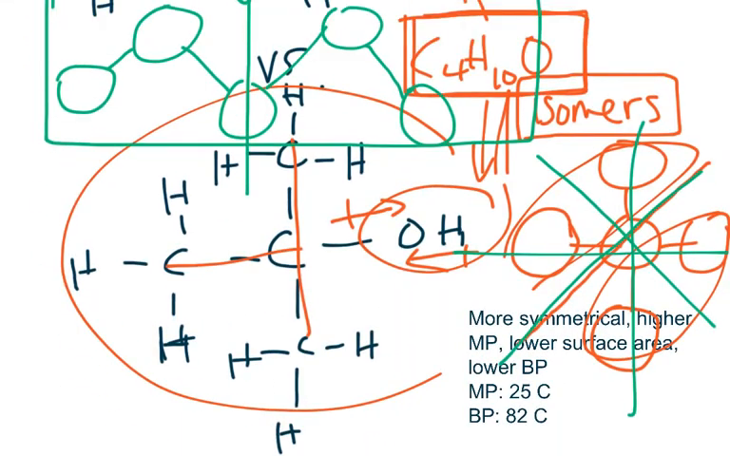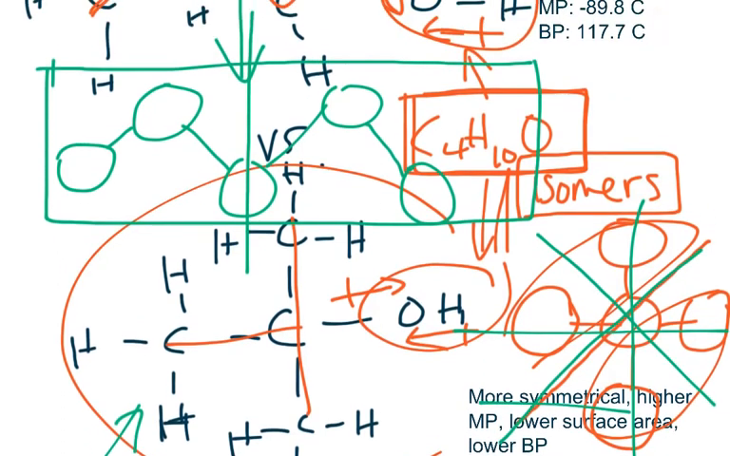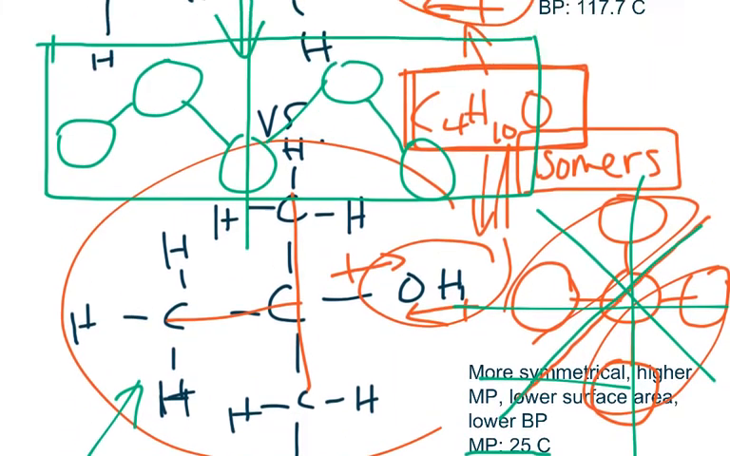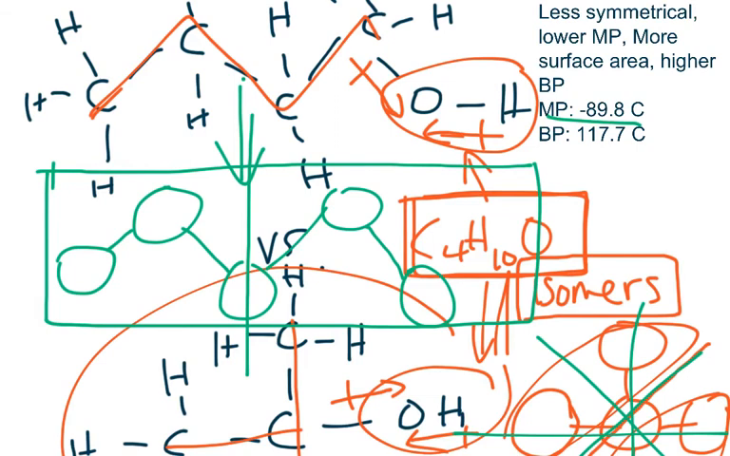So because of that, the second isomer will have a higher melting point because it is more symmetrical. So if we compare their melting points, we can see that this has a melting point of 25C, and this has a melting point of negative 89.8C.